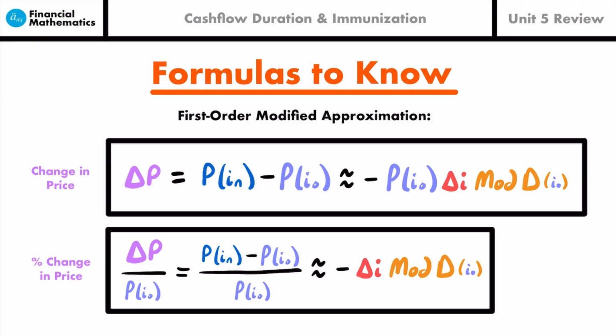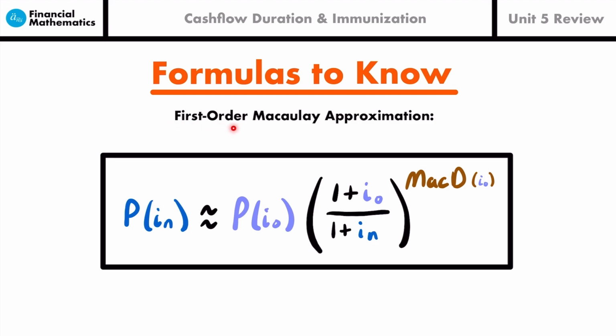Okay, so these are all formulas surrounding the first order modified approximation, but there is another approximation method that you should know, and that is the first order Macaulay approximation. And this approximation method, as you may be able to guess, uses a Macaulay duration to approximate a new price for a set of cash flows given a change in the interest rates. And the formula looks like this. The new price at that new interest rate is approximately equal to the original price at the original interest rate times the quantity of 1 plus the original interest rate divided by 1 plus the new interest rate to the power of the Macaulay duration that is calculated using the original interest rate.